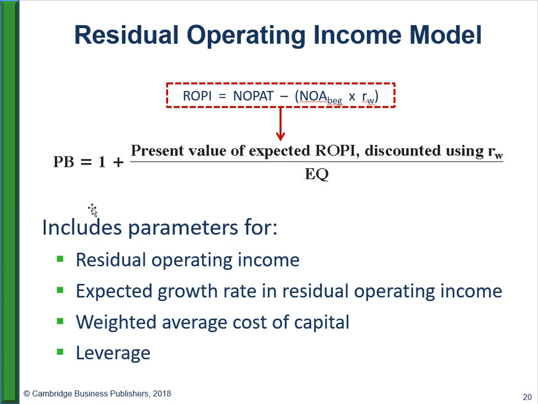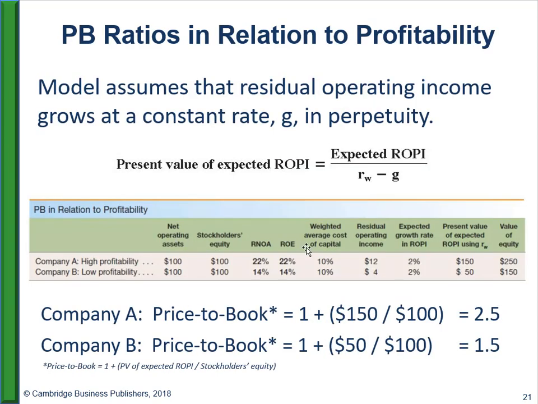So if we take all those numbers and plug them into this formula that the authors give us on slide number 20, which is the price to book equals 1 plus the present value of the expected ROPE divided by the discount using the weighted average cost of capital divided by the equity value, all of those components are laid out here. Formulaically, when we plug them in, we can see what happens to the price to book ratio as profitability fluctuates. And this is exactly what you would expect to happen.